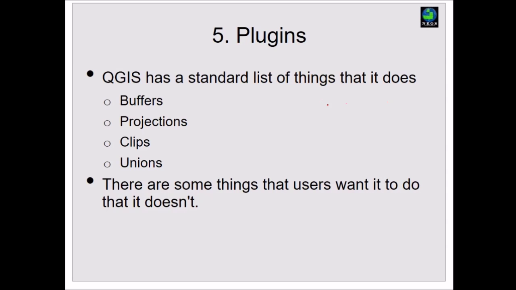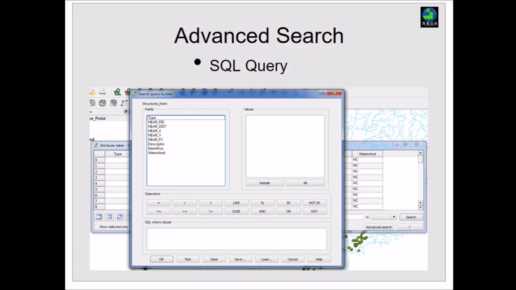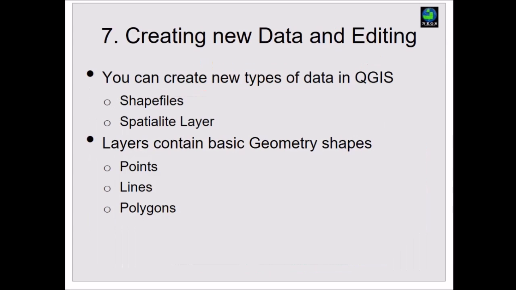Now, as I earlier suggested, plugins are actually the lifeline of Quantum GIS. QGIS has a standard list of things that it does, like buffering, projection, clipping, union. There are some things that users want to do that it doesn't, and you have a plugin for every such need. For example, you have SQL query. Those who are aware of SQL can directly query for various fields and records, because there are various attributes and records available in the underlying database.